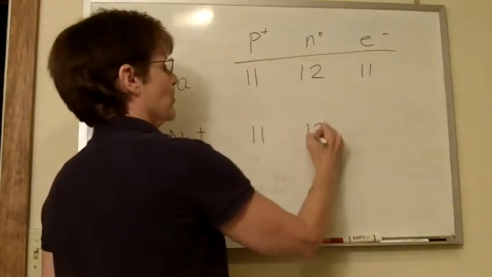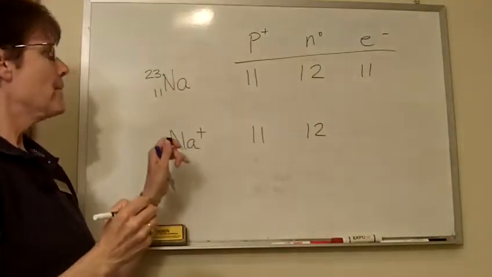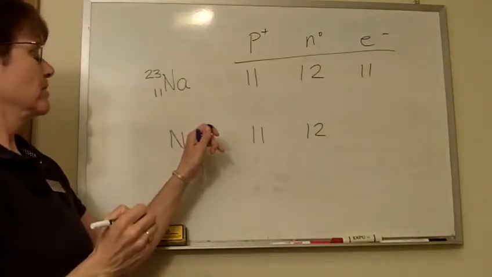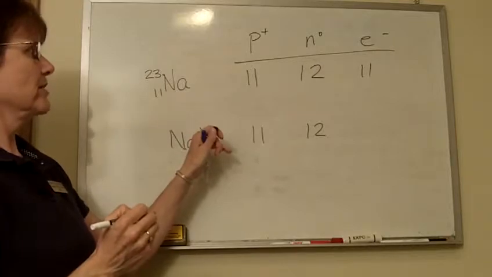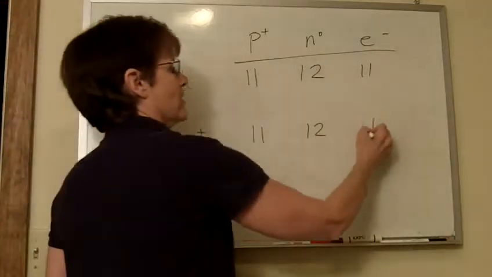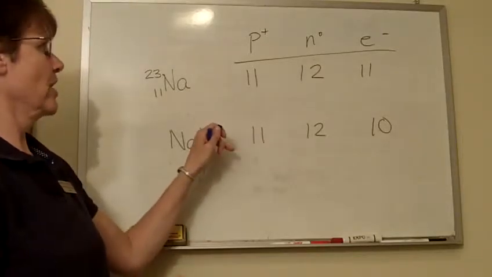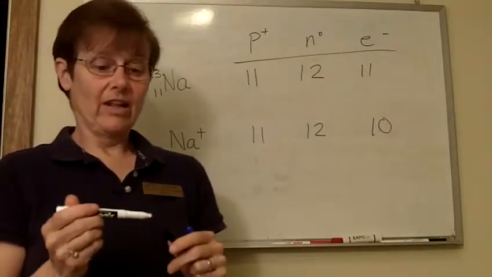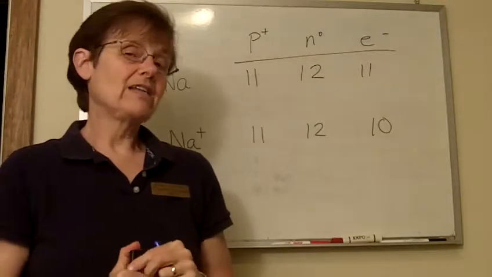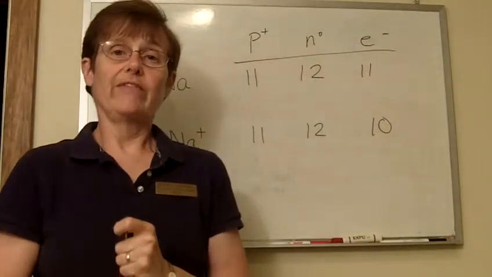And we haven't changed the number of neutrons either. But we have changed the number of electrons. This time we've lost an electron so that there's an extra proton. So there's only 10 of these. So if I have one extra proton, I'll have a positive charge. If I have one extra electron, I'll have a negative charge. So that's how you can figure out the charges on the ions.